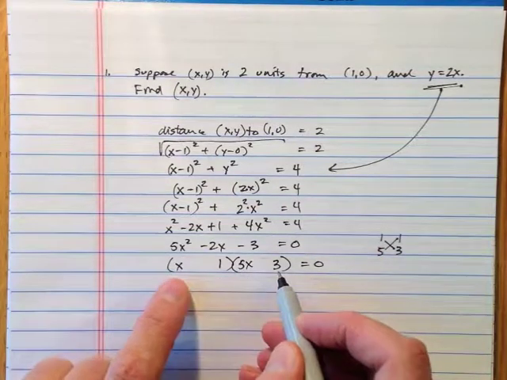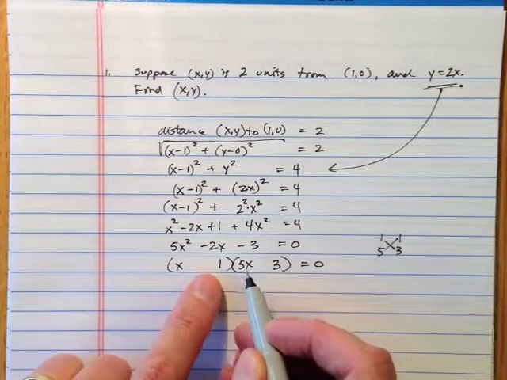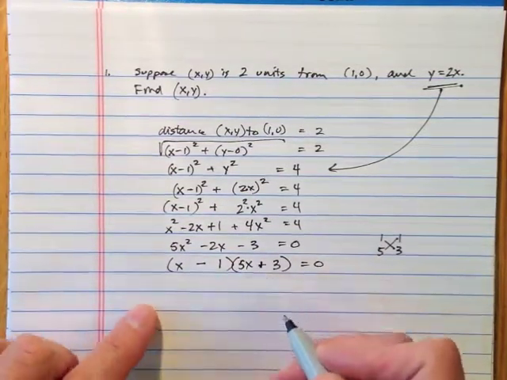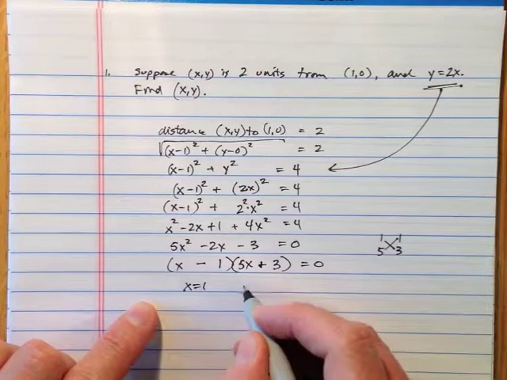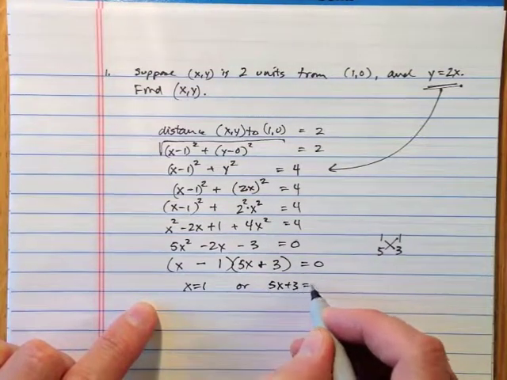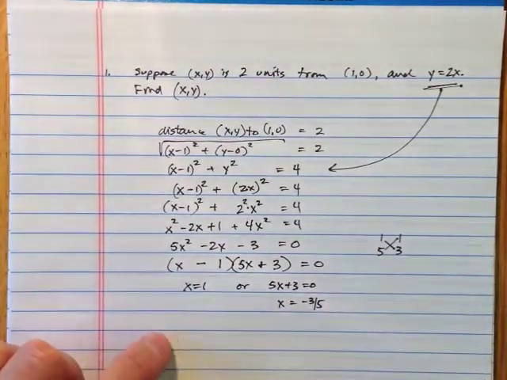That'll give me 5x and 3x. They have to be different signs here to get negative 3. I think to get minus 2x, this has to be a minus, and this has to be a plus. There we go. So x is 1, or 5x plus 3 is 0. x is negative 3/5. Are we done?